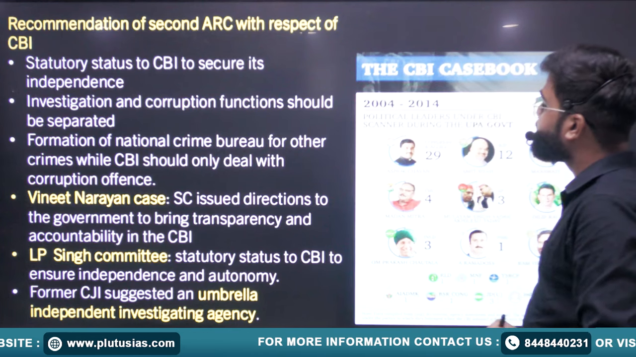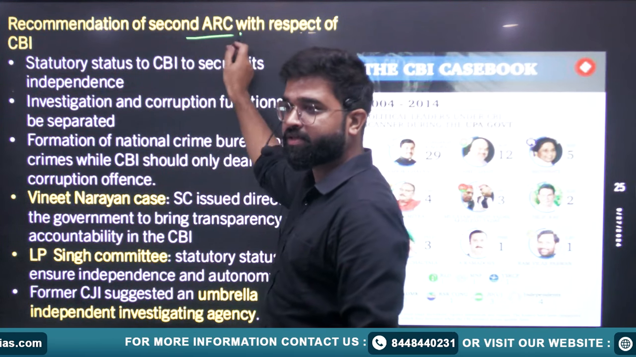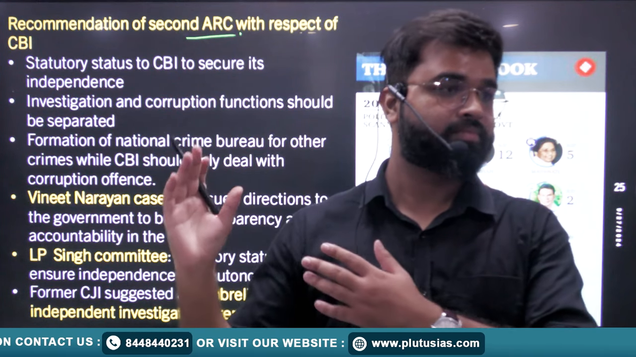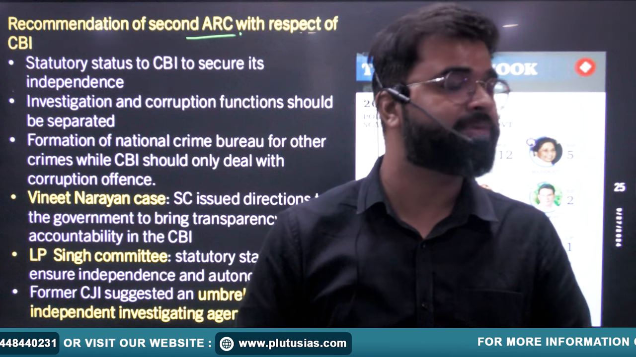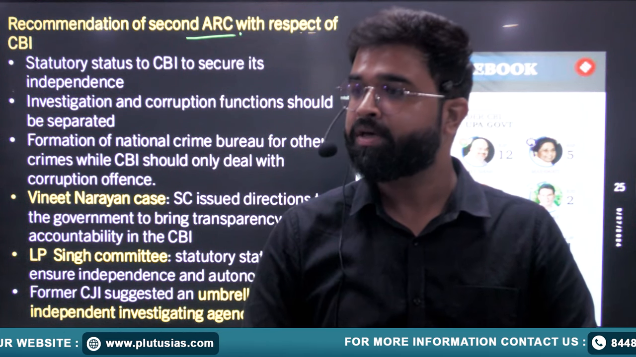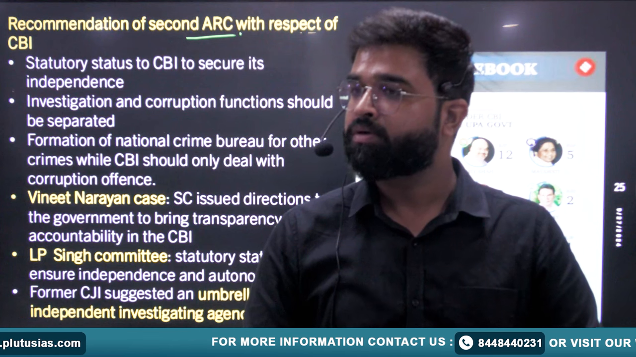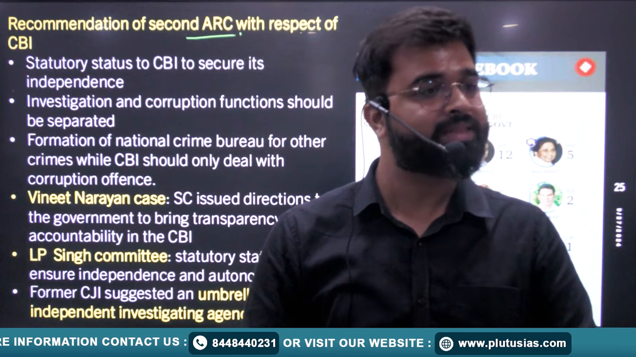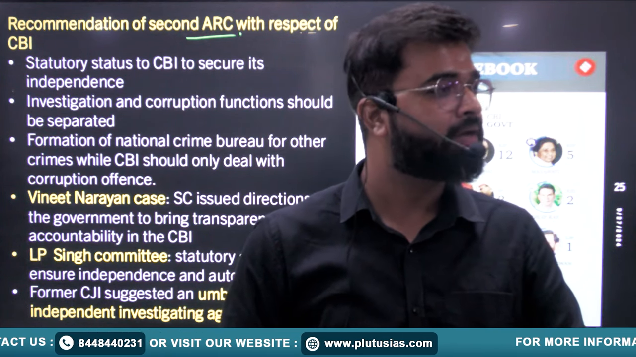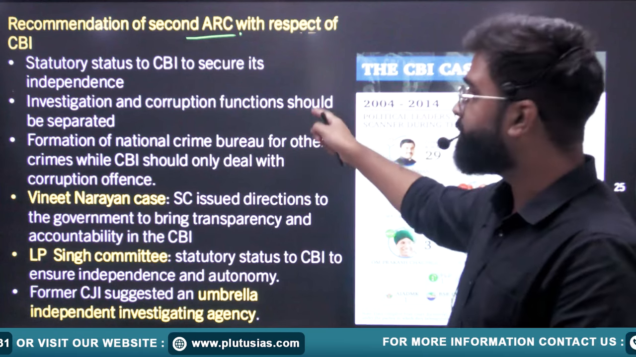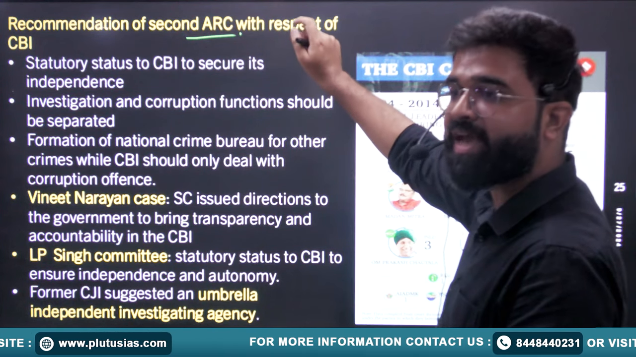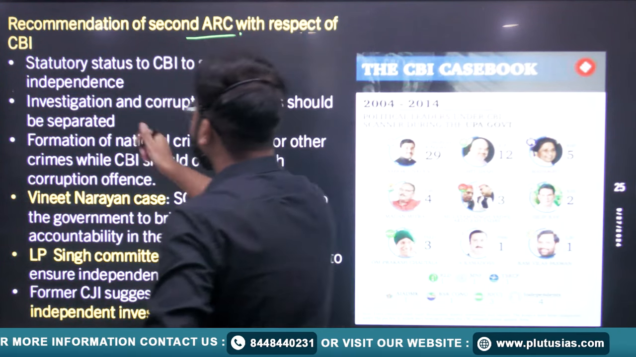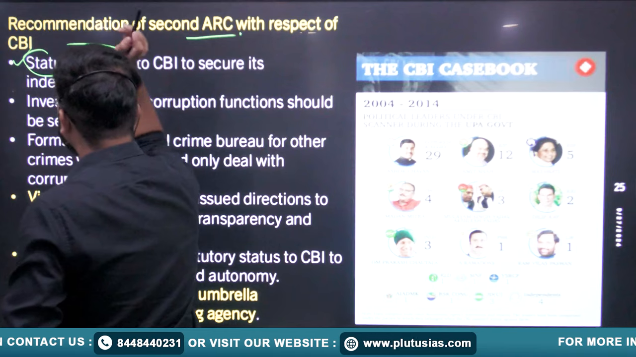Okay, this is important. First is the second ARC. In a polity question, you should write the recommendations of such commissions like second ARC, first ARC, Sarkaria Commission, Punchhi Commission, NCRWC. Okay, for each topic, for each body, there are certain recommendations given by such commissions. So with respect to the CBI, the recommendation of second ARC. ARC means Administrative Reforms Commission. Okay, so first thing they are saying that statutory status should be given to CBI.